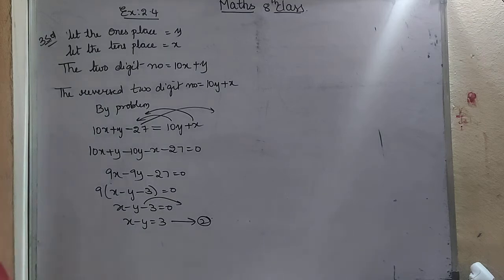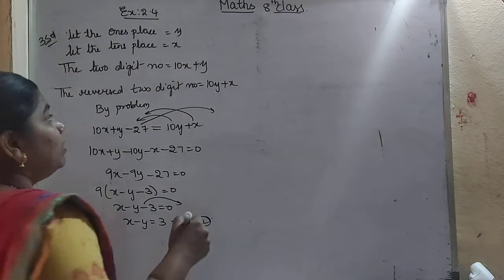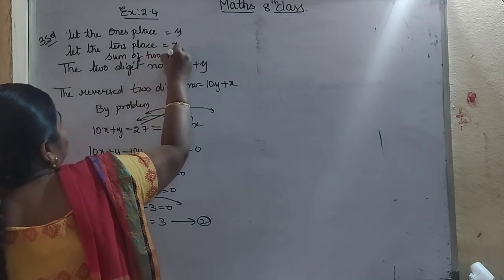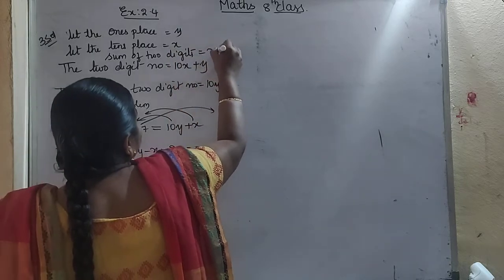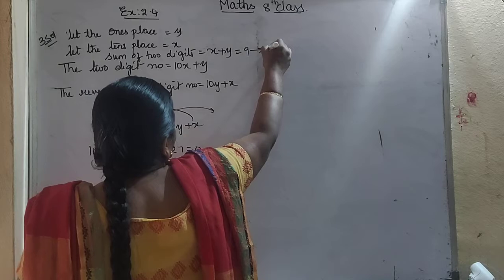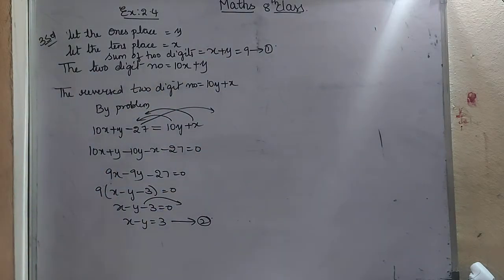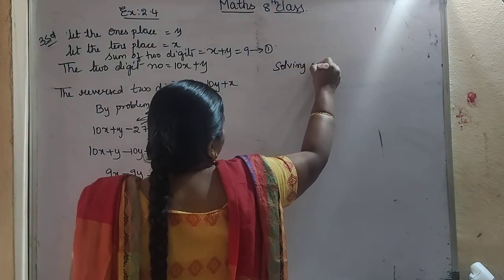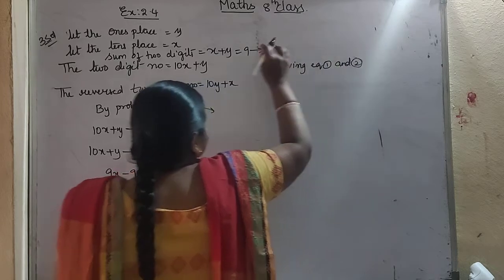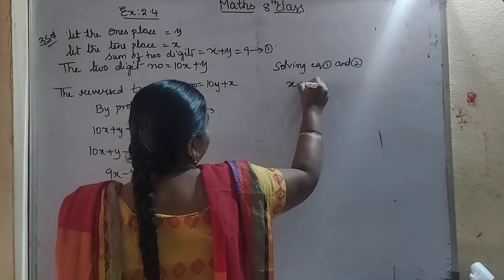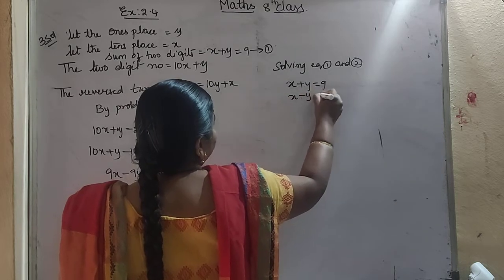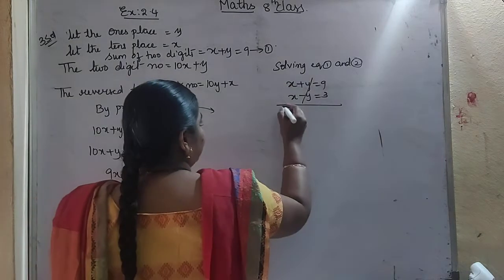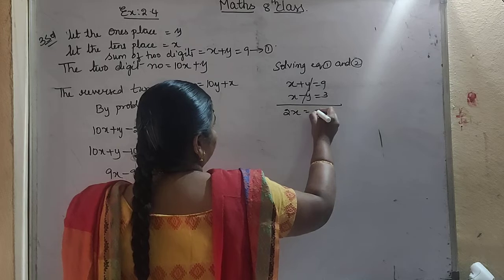What is equation number 1? Already they told that the sum of two digits will be 9. So here the sum of two digits is, sum is nothing but plus, x plus y is equal to 9. Already they told that, it is equation number 1. Now we have to solve these two equations. So solving equation 1 and 2. What is equation number 1? That is x plus y is equal to 9, and the second equation is x minus y is equal to 3. So plus y minus y will get cancelled. x plus x will be 2x. 9 plus 3 will be equal to 12.